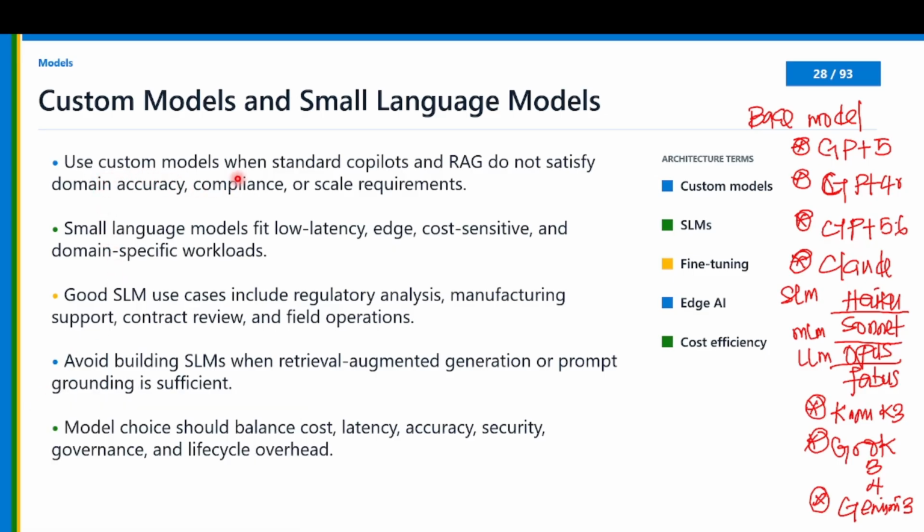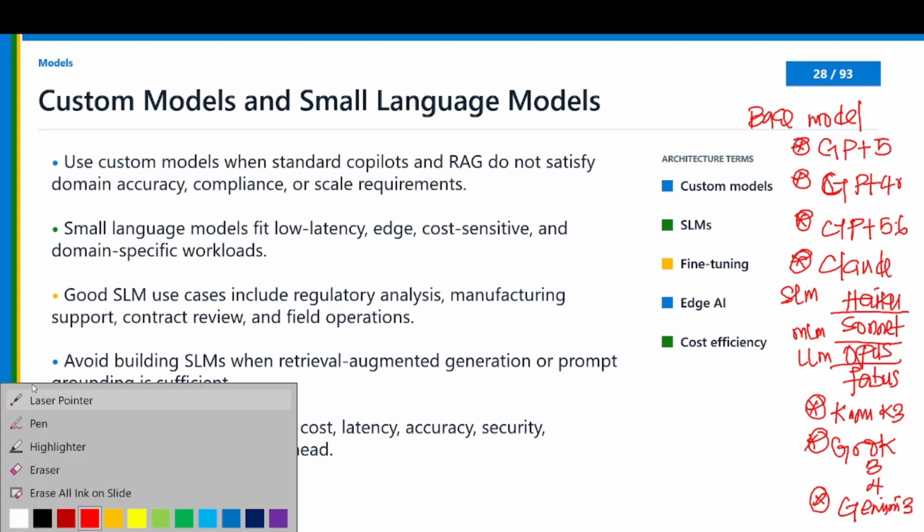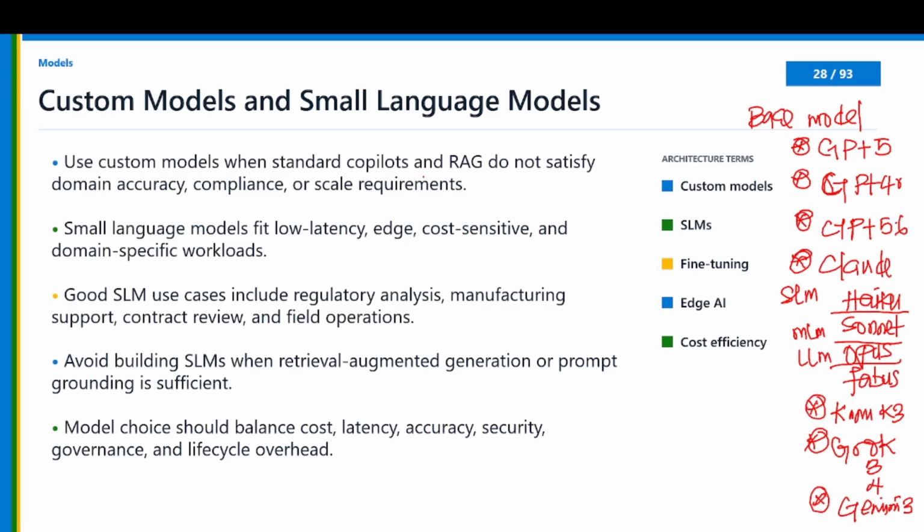All right, so use custom model when standard Copilot and RAG do not satisfy domain accuracy, compliance, or scale requirements. Take note, this is very, very important. So you've tried standard Copilot and RAG, and they still do not satisfy domain accuracy, compliance, and scale requirements. Then you need to bring in a custom model.